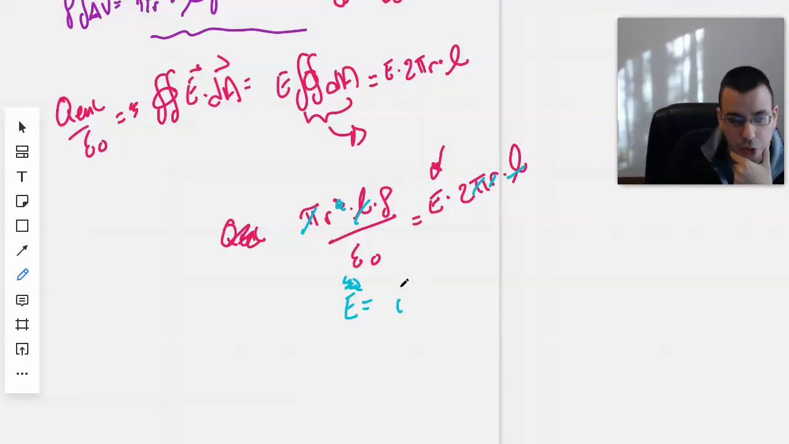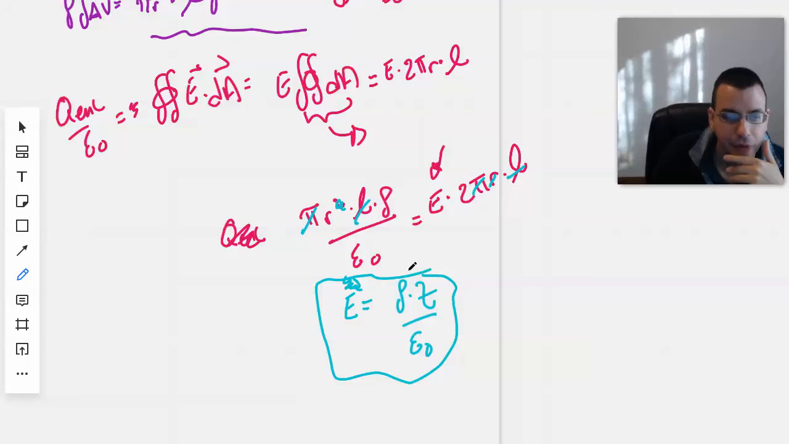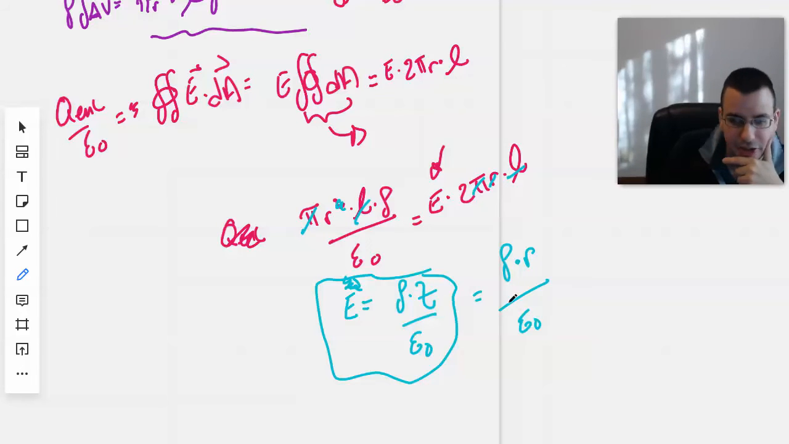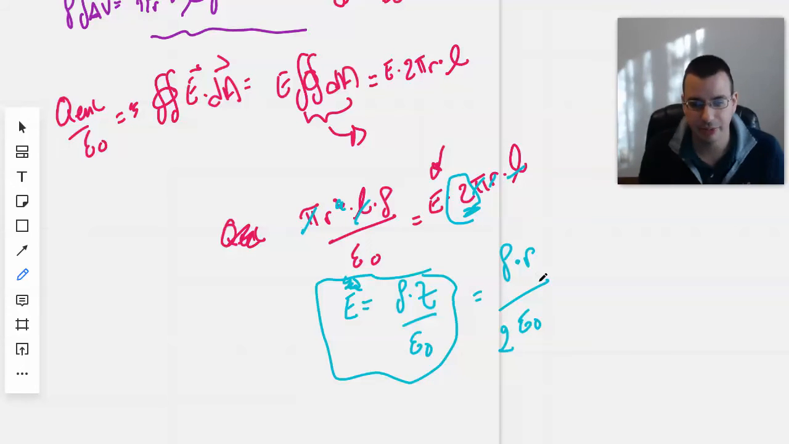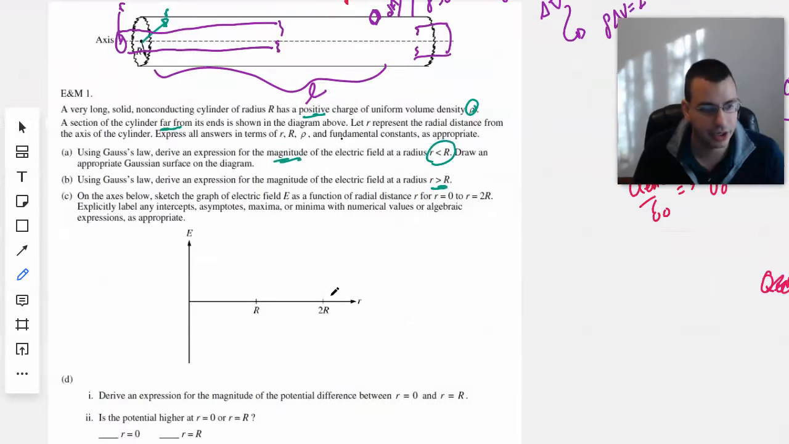Equals rho times Z over epsilon naught. Okay, I would believe this. So rho times r, little r, over epsilon naught equals the electric field. Ooh, and there's a 2. Almost forgot the 2. Thanks, guys. Put a little 2 over here as well. So rho over 2 epsilon naught. Rho r over 2 epsilon naught.